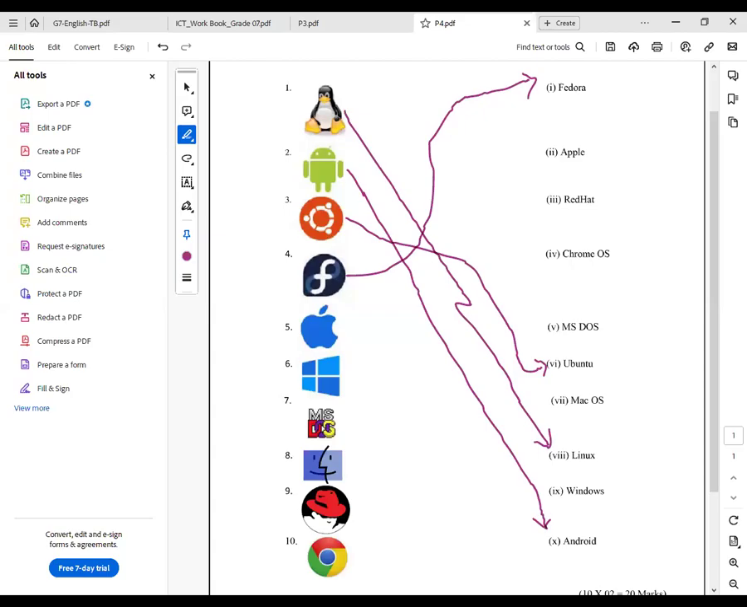Record this. Right, then this one. Apple. Yes, this one is Apple. Okay, this one, you know, Windows. It comes here.